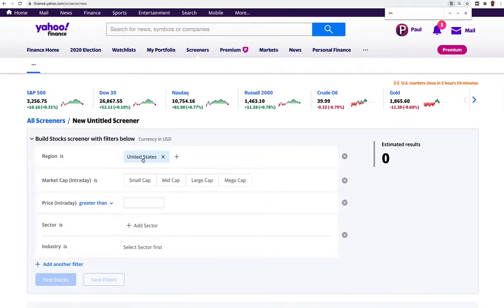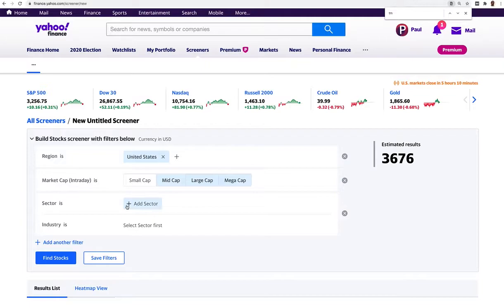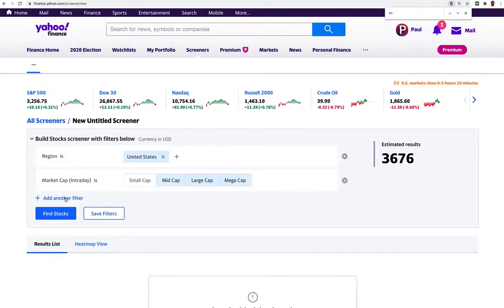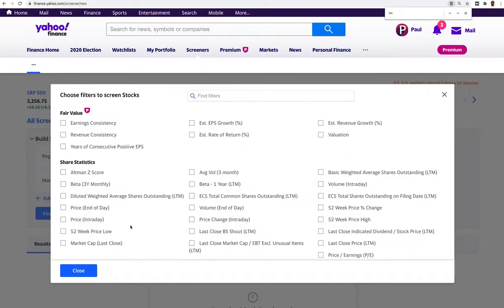I'd like to go United States, mid cap, large cap, and mega cap. So you can see on the right there's 3,676 companies in this list already. I don't care about the price. I don't care about the sector right now. I'm looking for either fair value or undervalued stocks that have low debt.